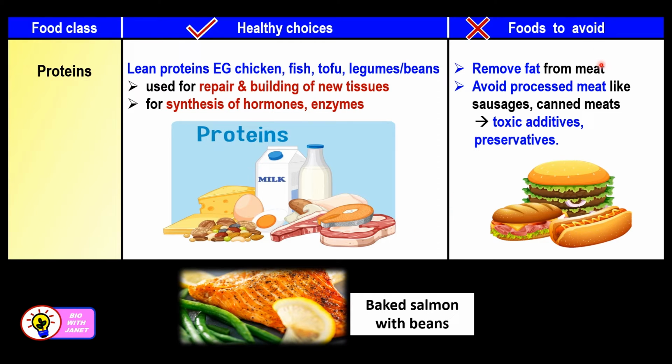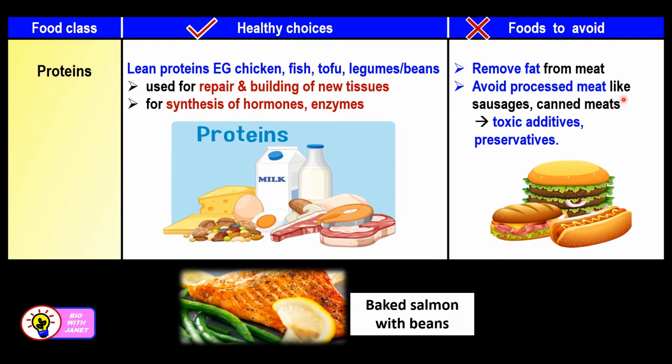Now, what are the proteins to avoid? Firstly, do not eat proteins together with the fatty meat, the fatty substances, all right? So remove the fat from the meat, for example, chicken. When we're going to cook the chicken, remove the fatty parts that are attached to the skin, right? You can also eat the chicken meat without the chicken skin.